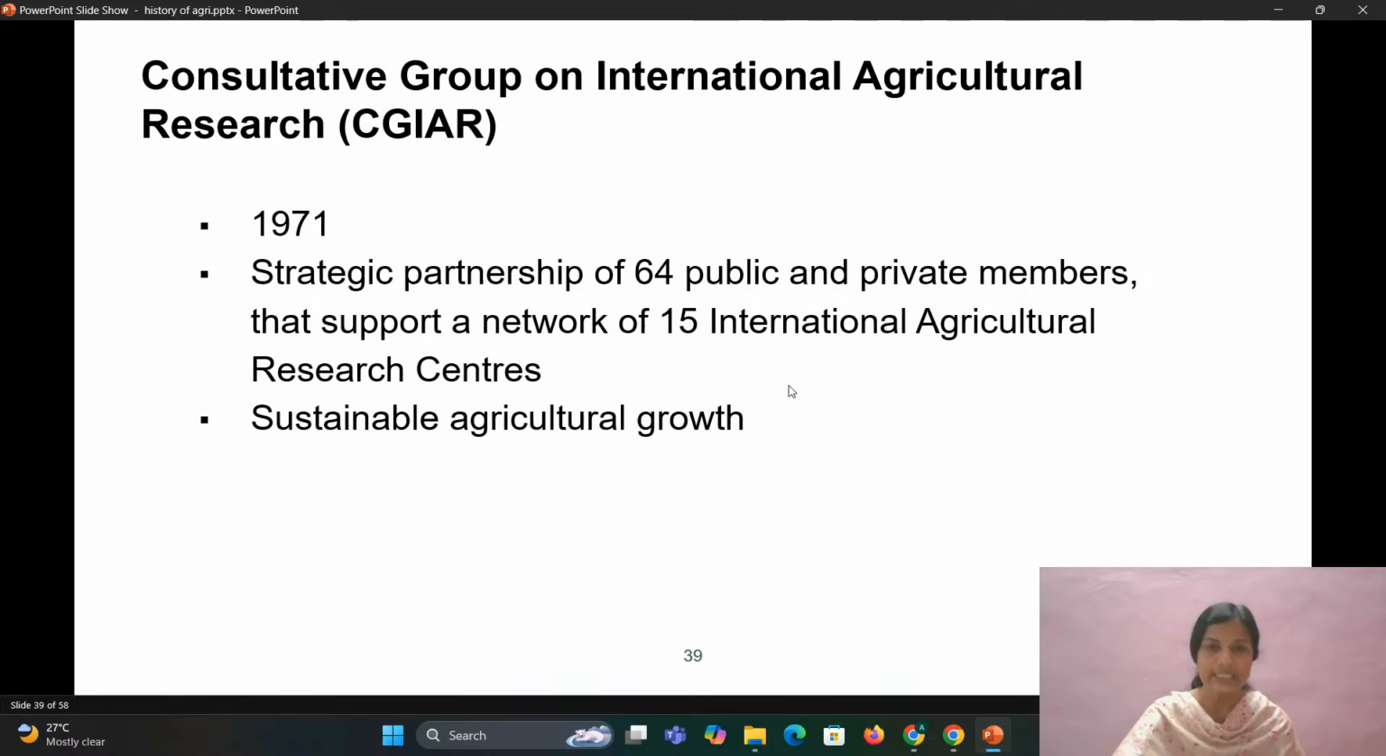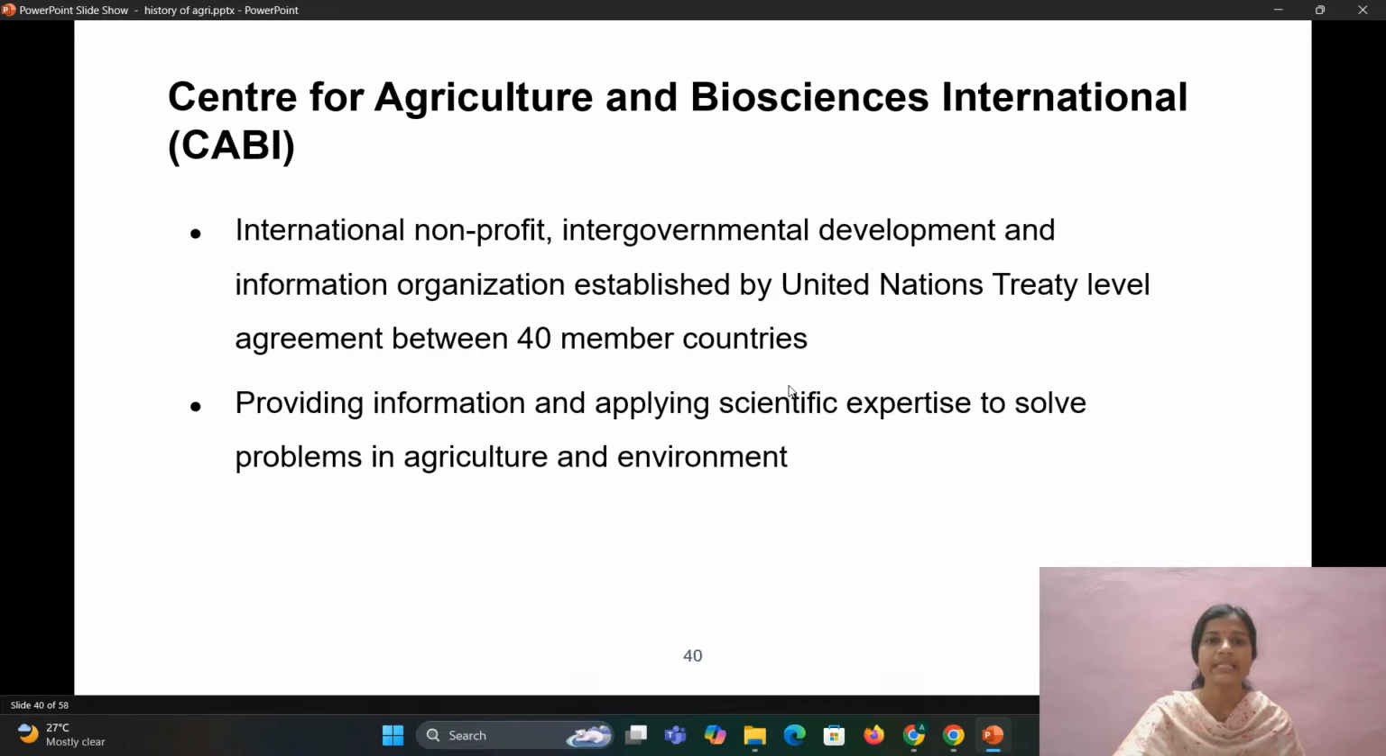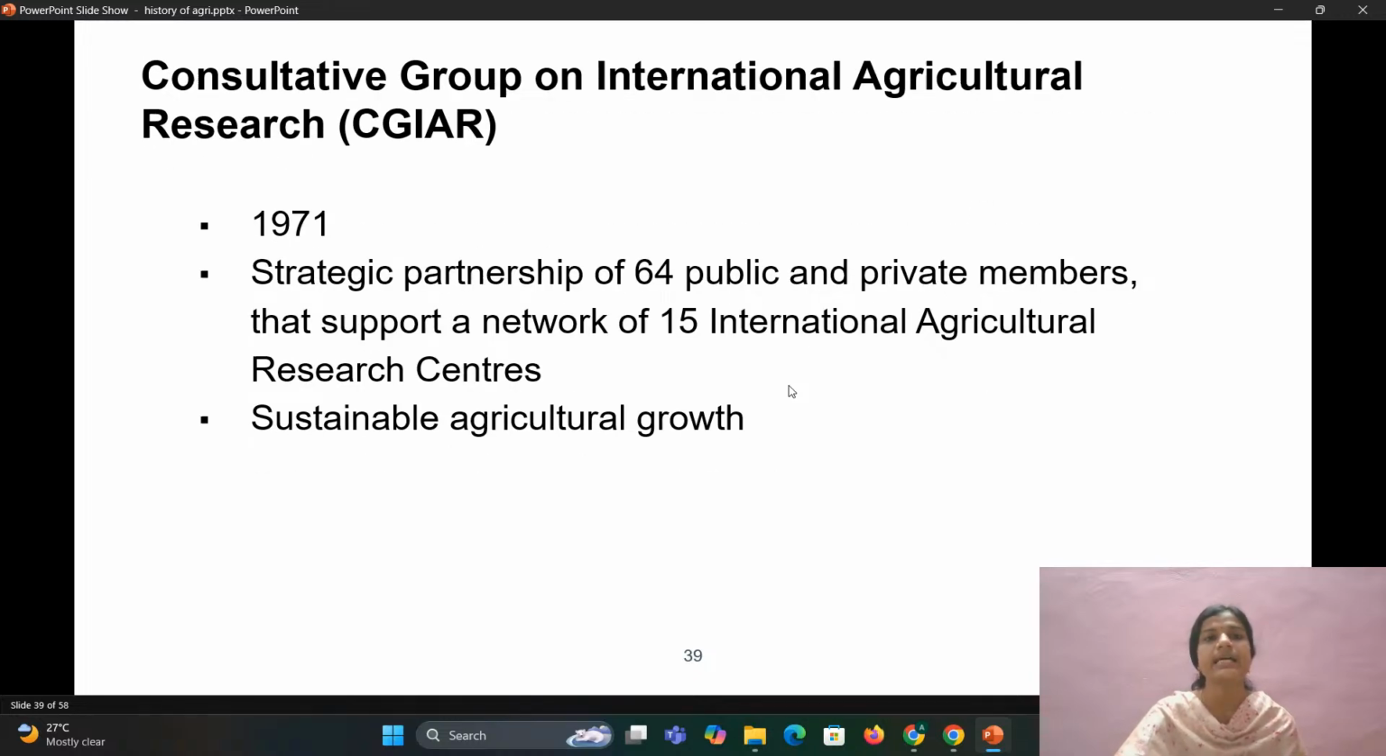Then coming to international research, there are three major organizations. One is CGIAR, the Consultative Group on International Agricultural Research, established in 1971. It is a strategic partnership of 64 public and private members that support a network of 15 international agricultural research centers. One international agricultural research institute that operates in India is ICRISAT, the International Crops Research Institute for the Semi-Arid Tropics. CGIAR mainly aims for sustainable agricultural growth.